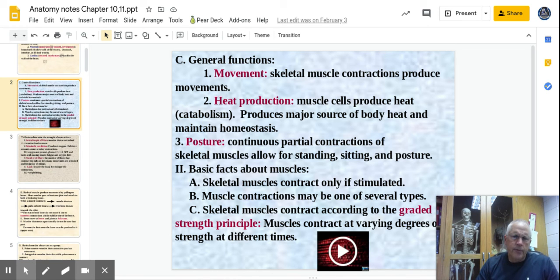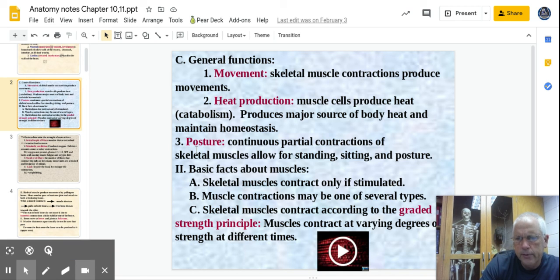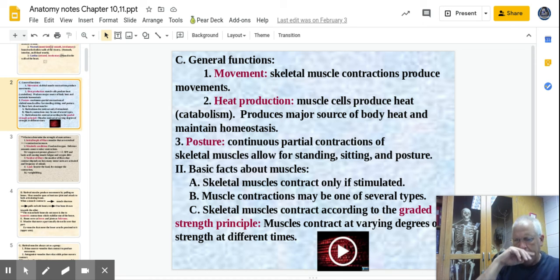So, some general things. What are the three things that muscles do? Movement is obvious: skeletal muscles shorten and lengthen and allow us to move our arms, our legs, and our whole body. Heat production, we don't think about that. It's called catabolism. That's what maintains our body temperature and keeps us in homeostasis. Very important. We don't use much of the energy for muscle movement. It's pretty sad, most of it we lose as heat, and we trap a little bit of that to maintain our body temperature. And posture: partial contractions allow us to stand, sit, and do the things we do on a daily basis.